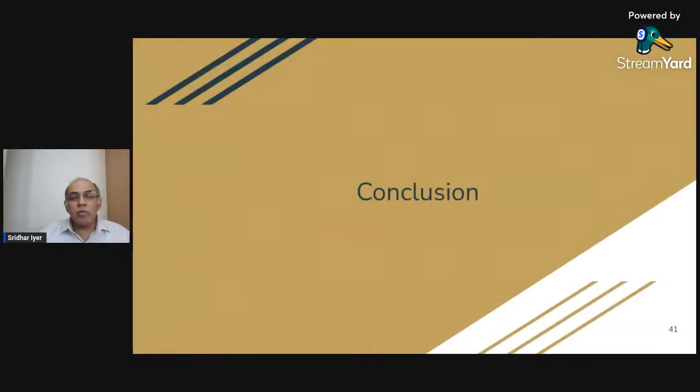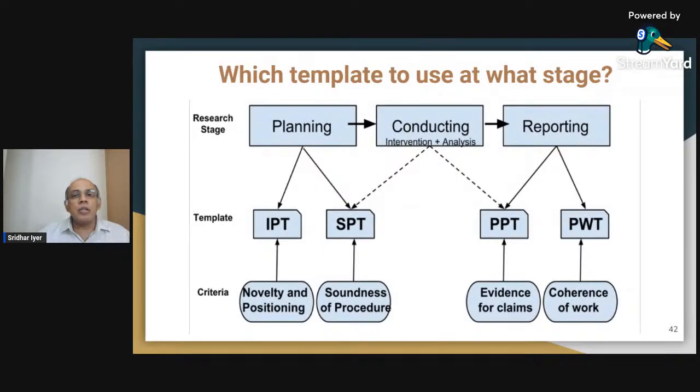Okay, so now coming to the conclusion, we are coming to the end of it with 2-3 more minutes left. So in conclusion, this diagram is important, which will tell you which template to use at which stage. So if you are at the reporting stage, right now you're looking at the paper writing template, and the important thing that it helps you bring is the coherence of your work.